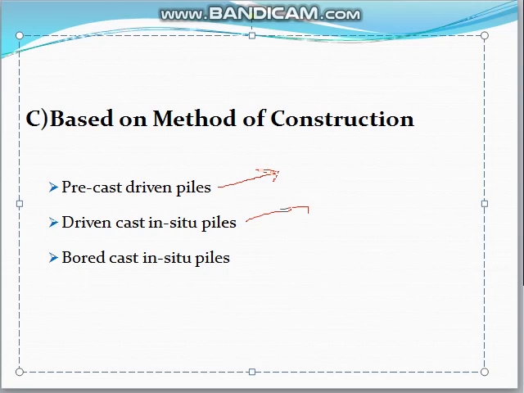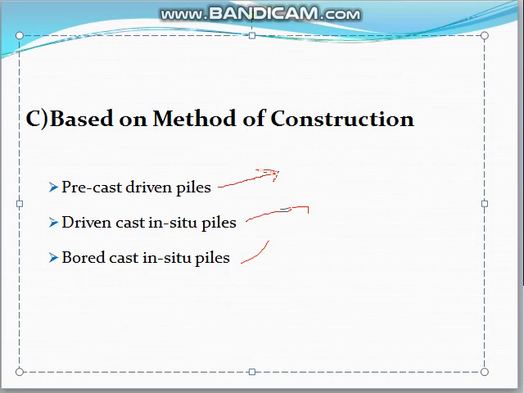The tube may or may not be withdrawn afterwards. Okay, that is the driven cast in situ piles. The third one is the bored and cast in situ piles. Generally, bored piles are constructed in pre-bored holes, either using a casing or by circulating a stabilizing agent like bentonite slurry. The borehole is filled with concrete after placing the reinforcement.